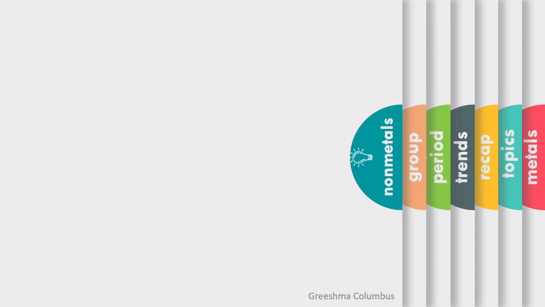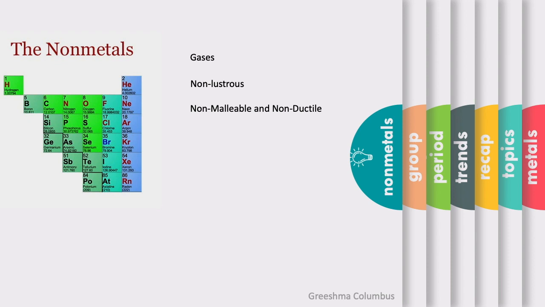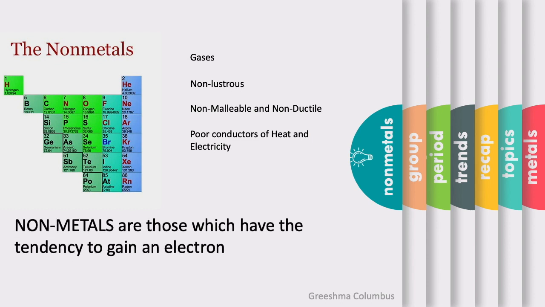Now let's look at what might happen to nonmetals. So nonmetals are displayed here. Apart from hydrogen, all the other elements are in the P block. Now, generally, all the nonmetals that we know of are gases, apart from bromine. They are non-lustrous, they are not malleable, they are non-ductile, and they are also generally poor conductors of heat and electricity. And as a counterpart to the metals, nonmetals are those which have the tendency to gain an electron. So now we are going to be talking in the opposite direction of what happens with metals.